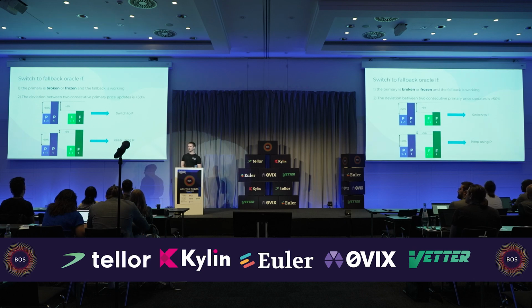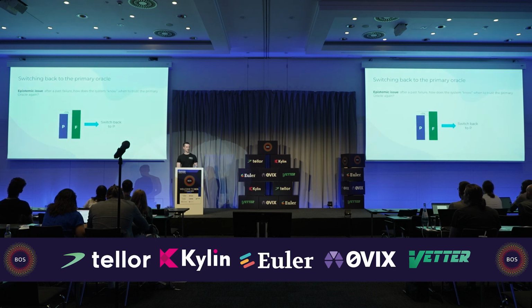Because if it does agree, then we'd probably infer that actually that's a legit market movement. So we want to make sure that there's actually a discrepancy there before we switch to the fallback oracle. Because if there's a big discrepancy, we can infer that something's gone wrong with the primary.